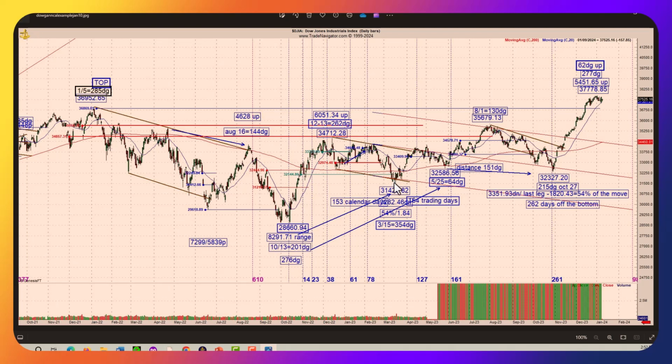So that was that low. Then it rallies, then it pulls back, and in this case, here we had 153 calendar days. Here we had 154 trading days. And I have to reiterate to you that this is not a coincidence. This is how this whole thing works. And there's more here, but that's the most important part. So let's move on.